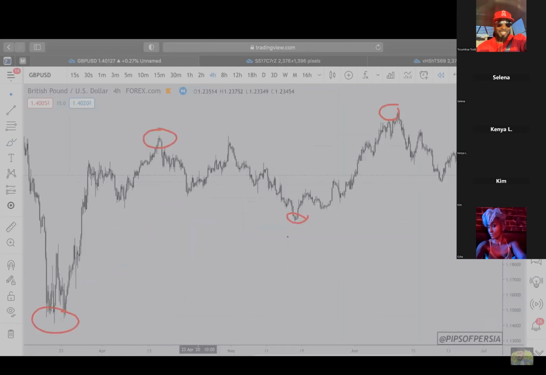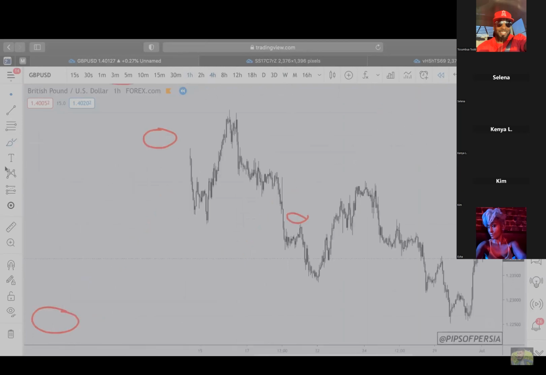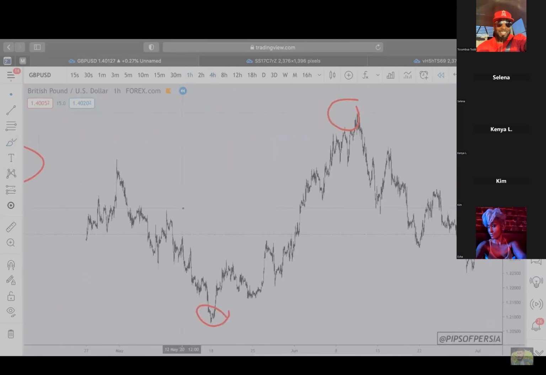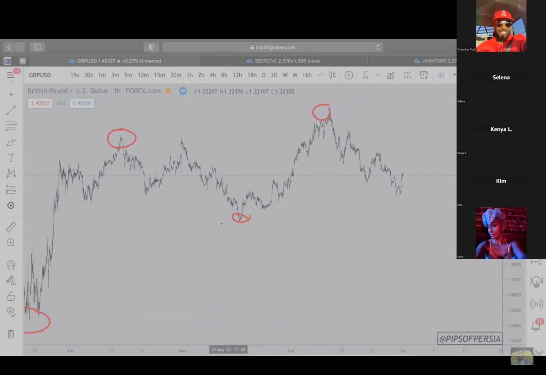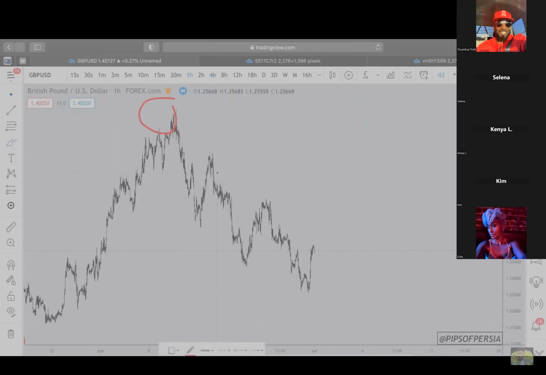So check this out. These 4 levels are your 4-hour structure points. However, when I zoom into the hourly time frame, I can identify the smaller structure within this major trend. And the example that I'll give you is here.